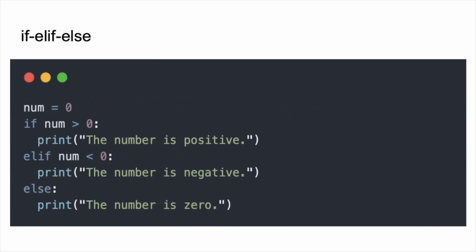In this example, we use an if, elif, else statement to check 3 different conditions. If the number is positive, the first print statement is executed, and the rest of the statements are skipped. If the number is negative, the second print statement is executed, and the rest of the statements are skipped. If the number is 0, the third print statement is executed, and the rest of the statements are skipped.